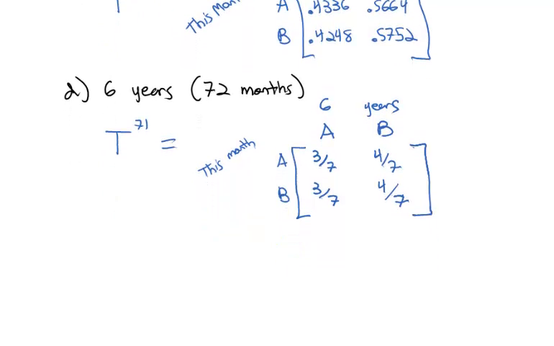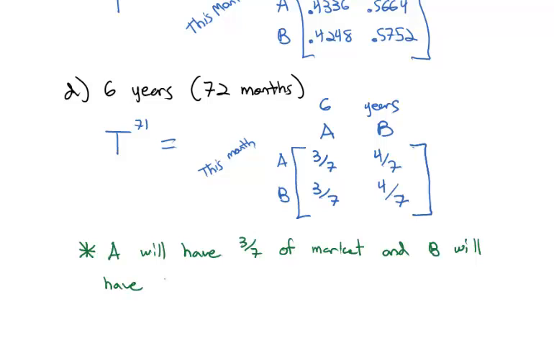When they hit this equilibrium where they are exactly the same, this tells us how much of the market each one of these companies will have in the long run. It tells us that A will have, looking at A's column in 6 years, A has 3/7 of the market share. And B will have, going down B's column in 6 years, 4/7 of the market in the long run.